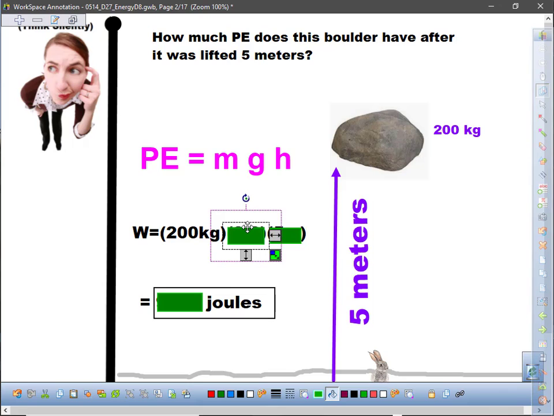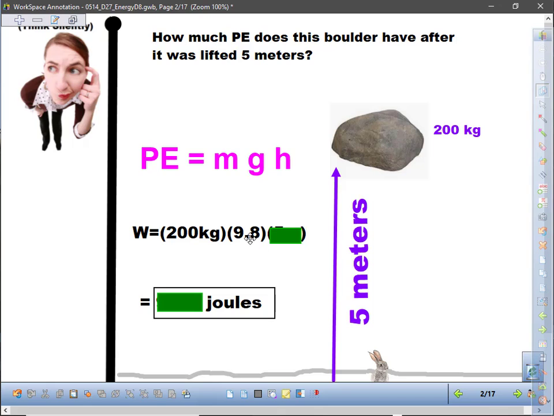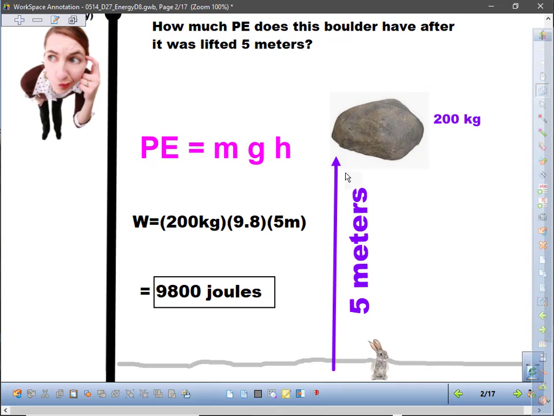It is little g, 9.8 meters per second squared on Earth. And then finally, what goes in this third spot? h is the height. We lifted it 5 meters. So 200 kilograms times 9.8 meters per second squared times 5 meters. You put that in your calculator, and you end up with 9,800 joules of energy. That's how much work you did to lift this boulder, and that's how much energy is stored in the boulder sitting here above the bunny: 9,800 joules.